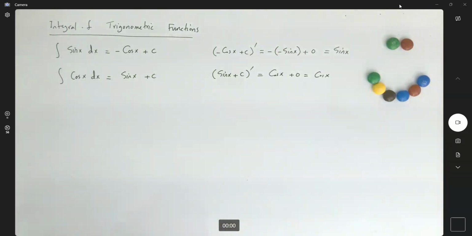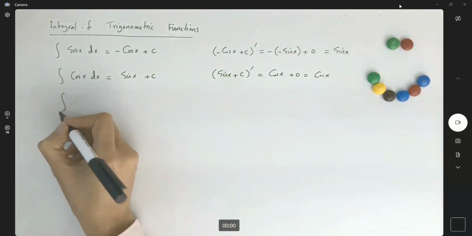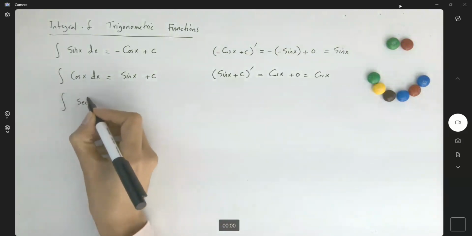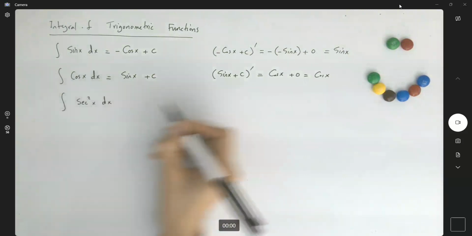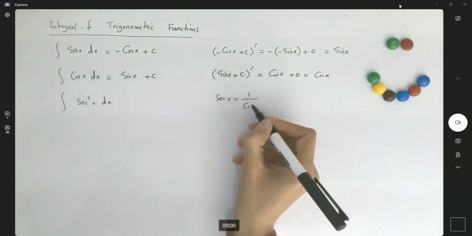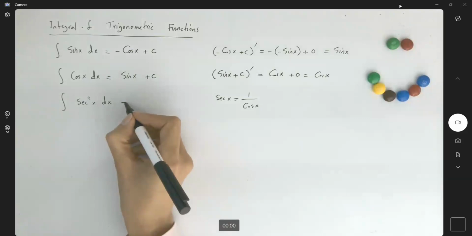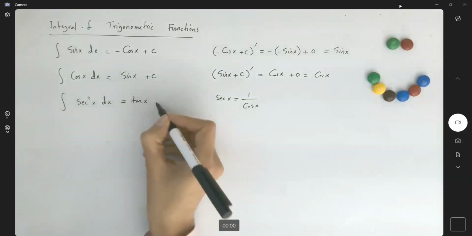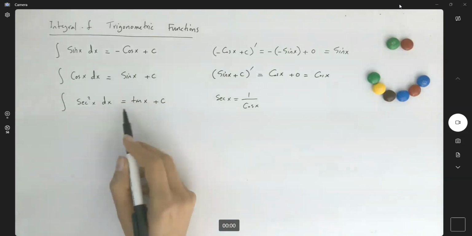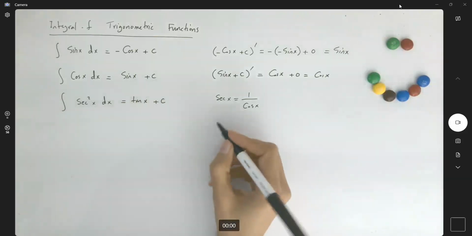Well, let's talk about the integral of secant squared of x dx. Recall the definition of secant of x: it is equal to 1 over cosine x. The integral of secant squared is tangent x plus constant of integration. Why is that? If you take the derivative of tangent x plus c, it's equal to secant squared.